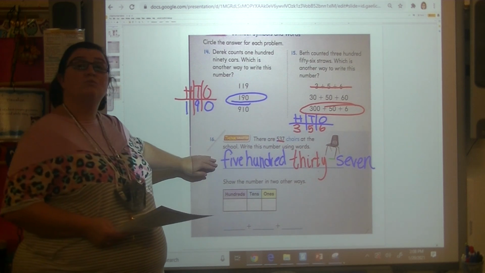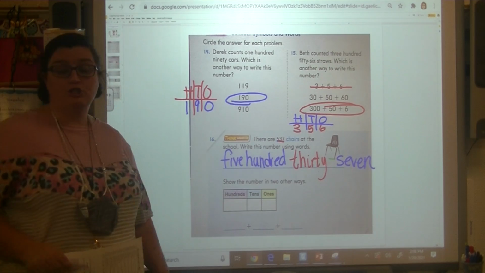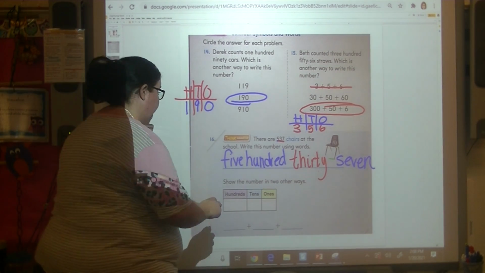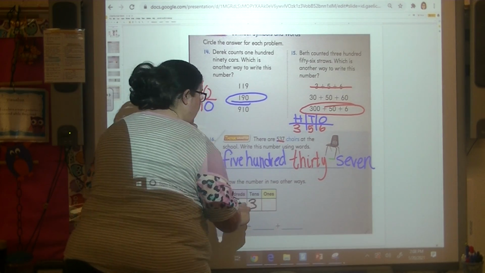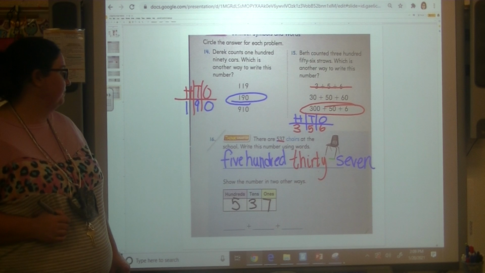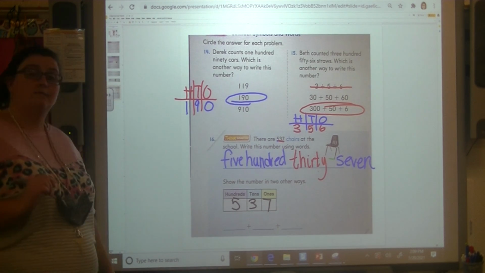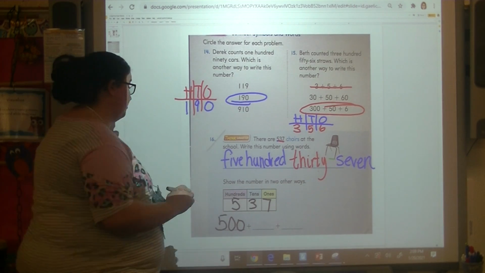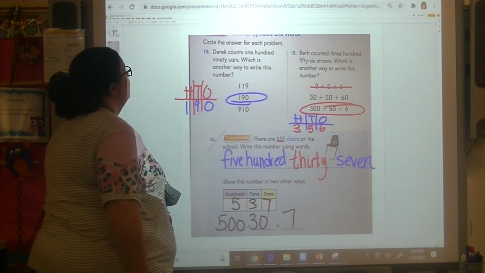Now it says show this in 2 more ways. So I've used it with number words. Now they want me to show it with a hundreds, tens, and ones chart. How many hundreds are in this number? 5. How many tens? 3. And how many ones? 7. Now, I've got to show the value in place value for expanded form. 500 equals what number? 500 plus 30 plus 7. Very good job. That is another way of showing it.